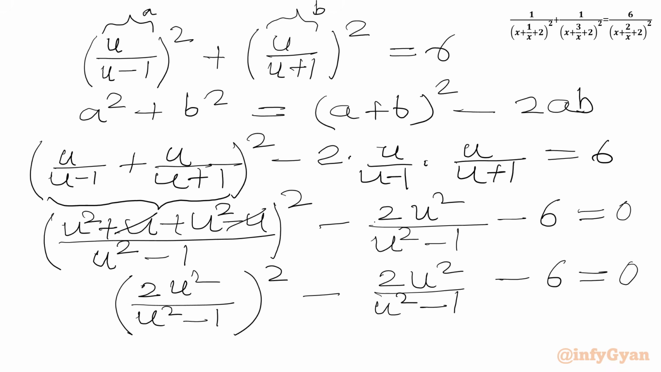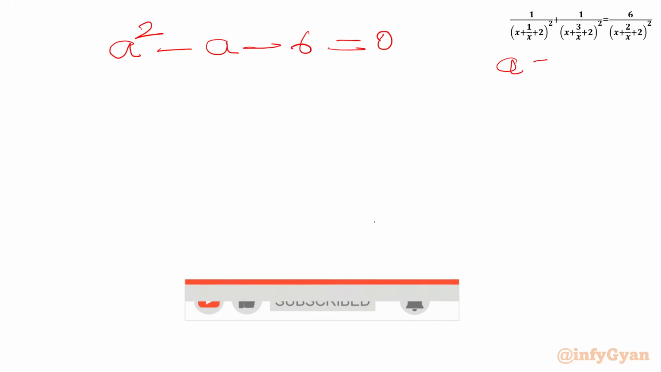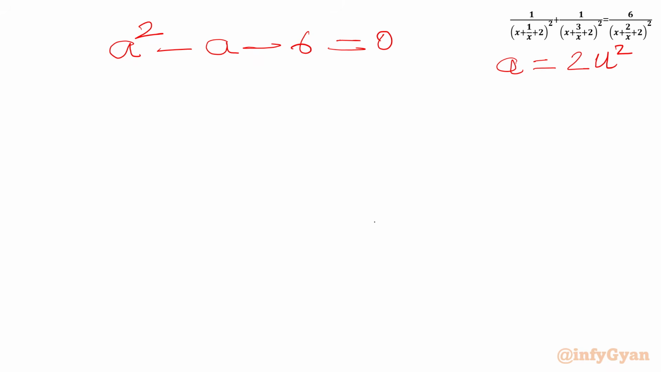This is one quadratic equation in 2u square over u square minus 1. So let us assume this bracket is a. So we can write here a square minus a minus 6 equal to 0. So we have one quadratic equation in a, a square minus a minus 6 equal to 0. Here a is 2u square over u square minus 1.